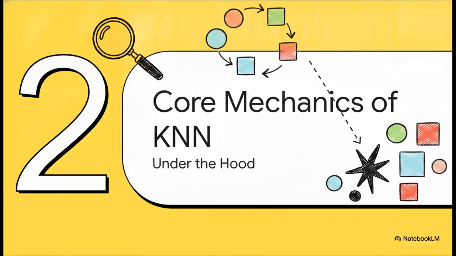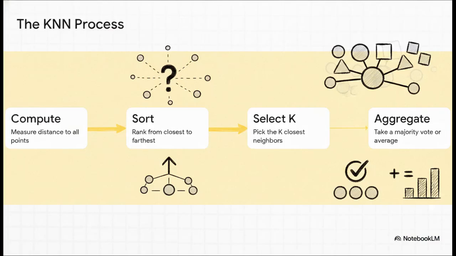Section 2. The core mechanics of KNN. Okay, so we've got the general concept down, but what is the computer actually doing step by step when a new data point drops into the neighborhood? It boils down to a very strict 4-step process.